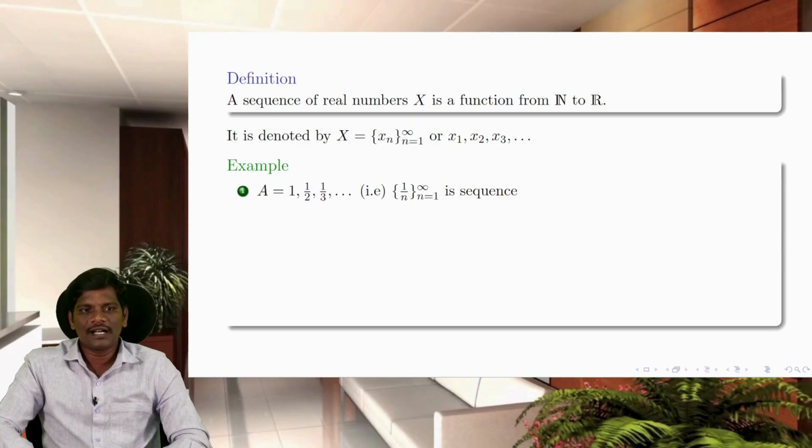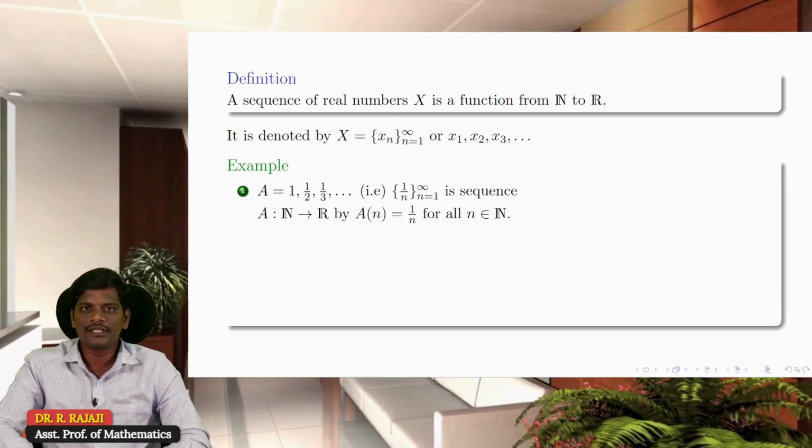First one: let a = 1, 1/2, 1/3, and so on. It is also denoted by (1/n), n = 1 to infinity. This is a sequence because a is a function from N to R defined by a(n) = 1/n for all n in N.